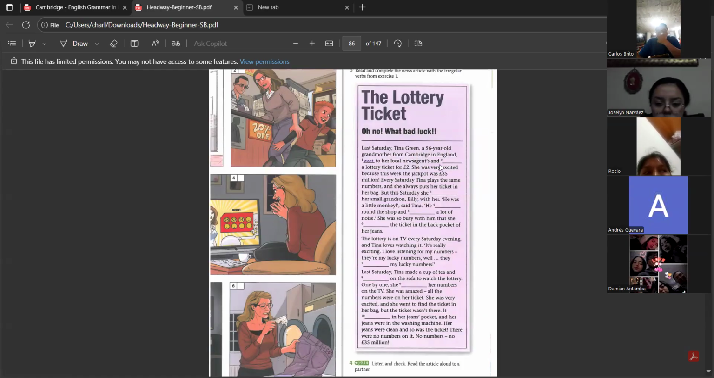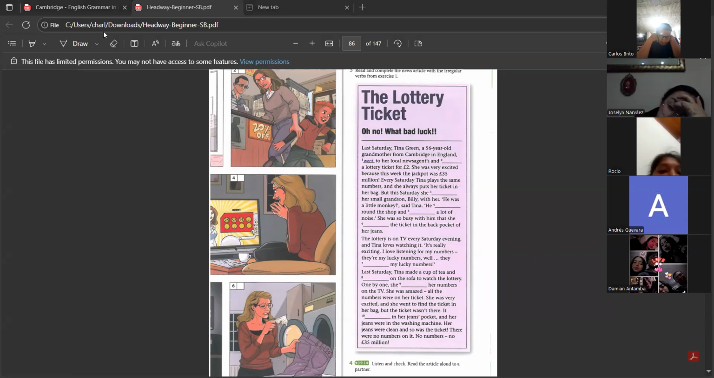Les voy a poner un reading exercise, una lista de verbos en pasado y un texto en pasado, que es lo que estamos viendo, el pasado simple, right? Y ustedes van a leer y van a ir llenando acorde a lo que tenga sentido en el texto. It's gonna be similar to this one. So practice your reading also, please, so you can do the exercise. I'm gonna send this.